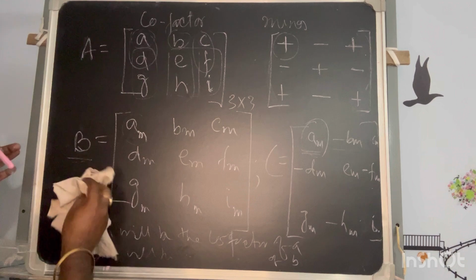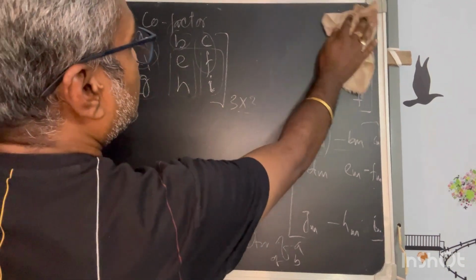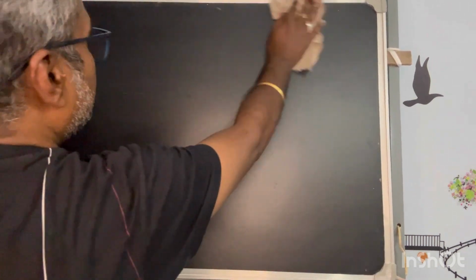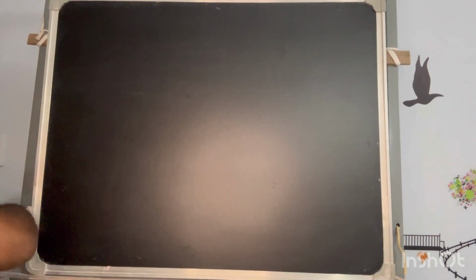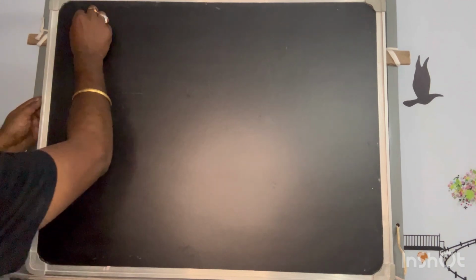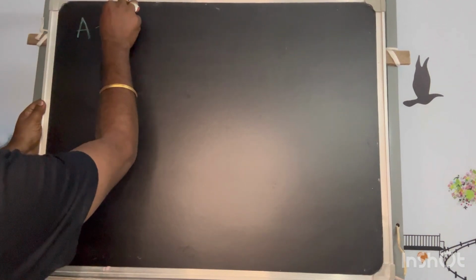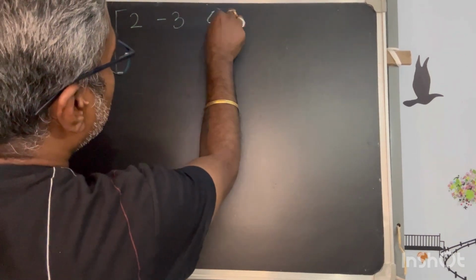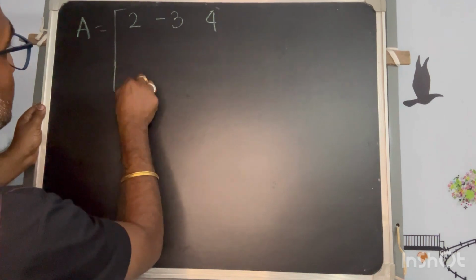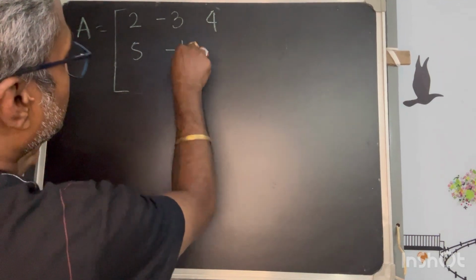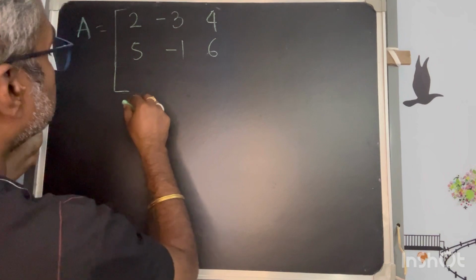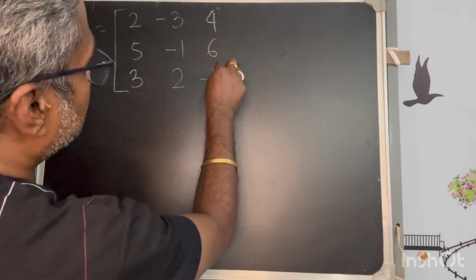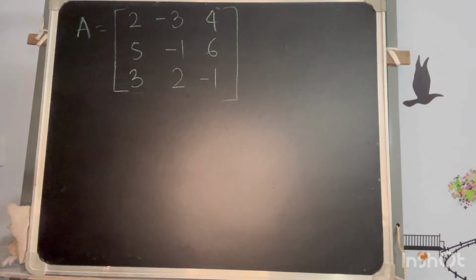Let me take an example so that it will be more clear, because it needs to be clear. Now I will take a numerical example. Let me take a matrix with rows 2, -3, 4; 5, -1, 6; 3, 2, -1. Let's say this is the matrix.